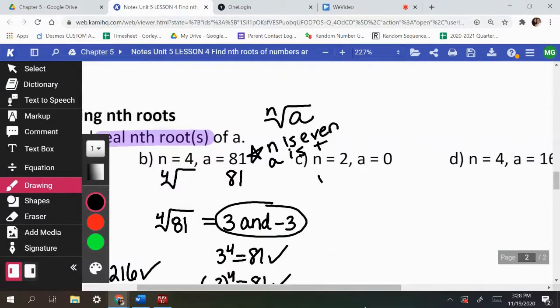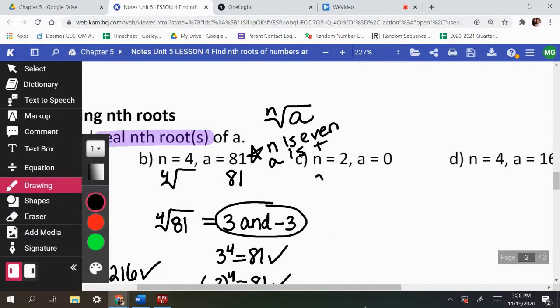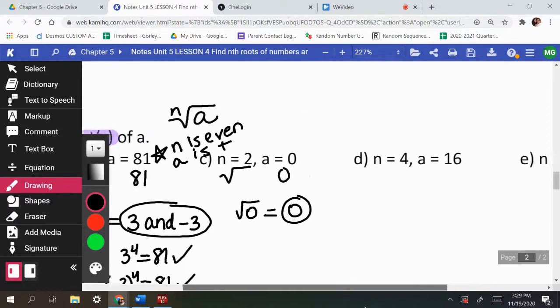Here we've got a square root. I don't need to put the 2 here. If I just leave that blank, it's implied that it's a square root. My a value is 0. So what is the square root of 0? Just 0, one solution.